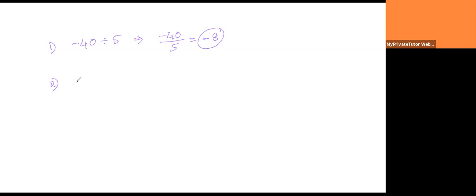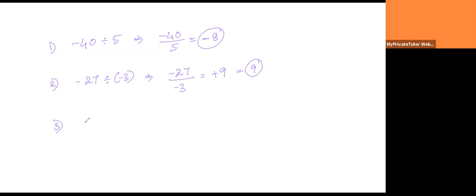Let's take one more. Minus 27 over minus 3. In this case, you can see that we have two negative numbers. Both minus 27 and minus 3 are negative. So if we are dividing negative numbers, both negative numbers, the minus minus cancels out, which is nothing but minus divided by minus is plus. So plus 27 divided by 3 is 9. So plus 9, or else you can just simply write 9.